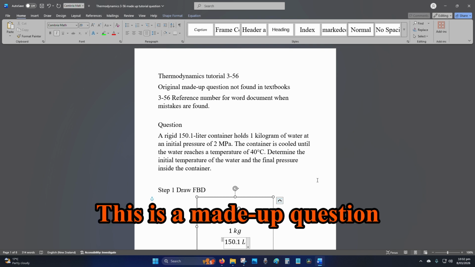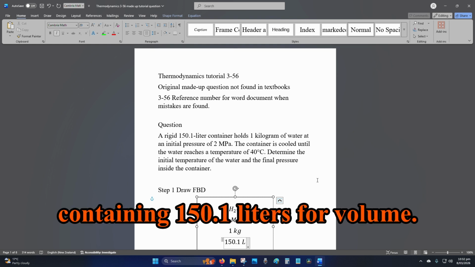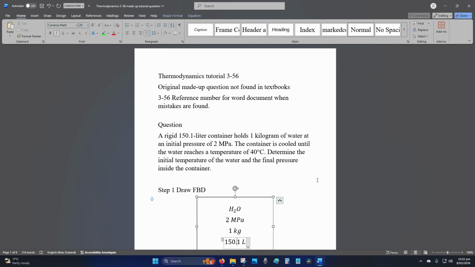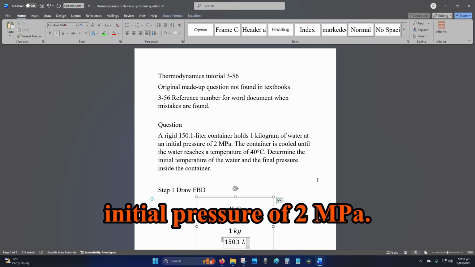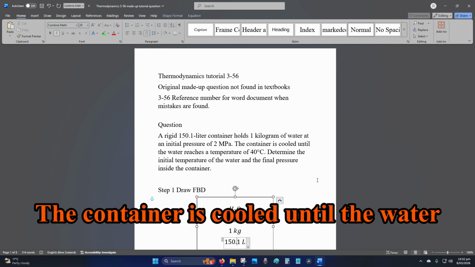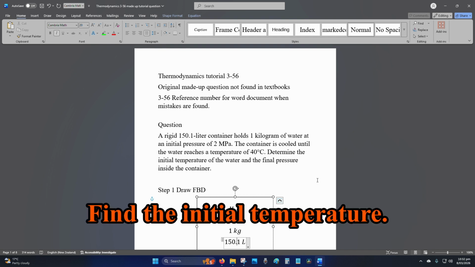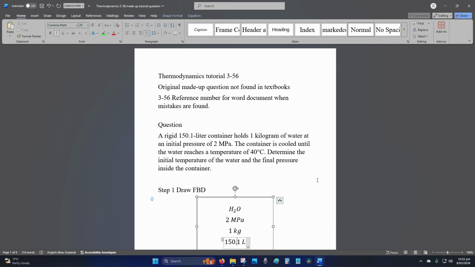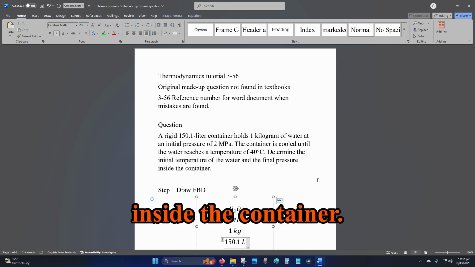This is a made-up question not found in your textbooks. We have a rigid container with a volume of 150.1 liters. It holds 1 kilogram of water at an initial pressure of 2 MPa. The container is cooled until the water reaches a temperature of 40 degrees Celsius. Find the initial temperature of the water and then find the final pressure inside the container.